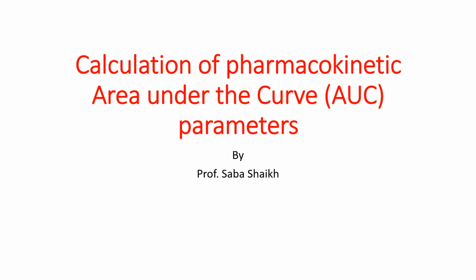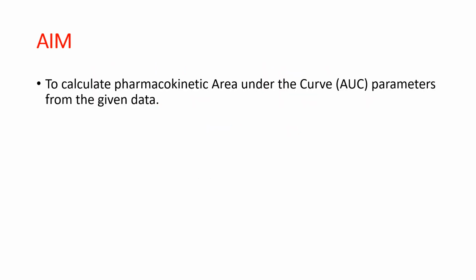Hello everyone, today we are going to discuss calculation of the pharmacokinetic area under the curve (AUC) parameter from given data by Professor Sabashek. So first we'll see the aim of the experiment. The aim of the experiment is to calculate the pharmacokinetic area under the curve parameter from the given data. So basically we are calculating the AUC from the given data.